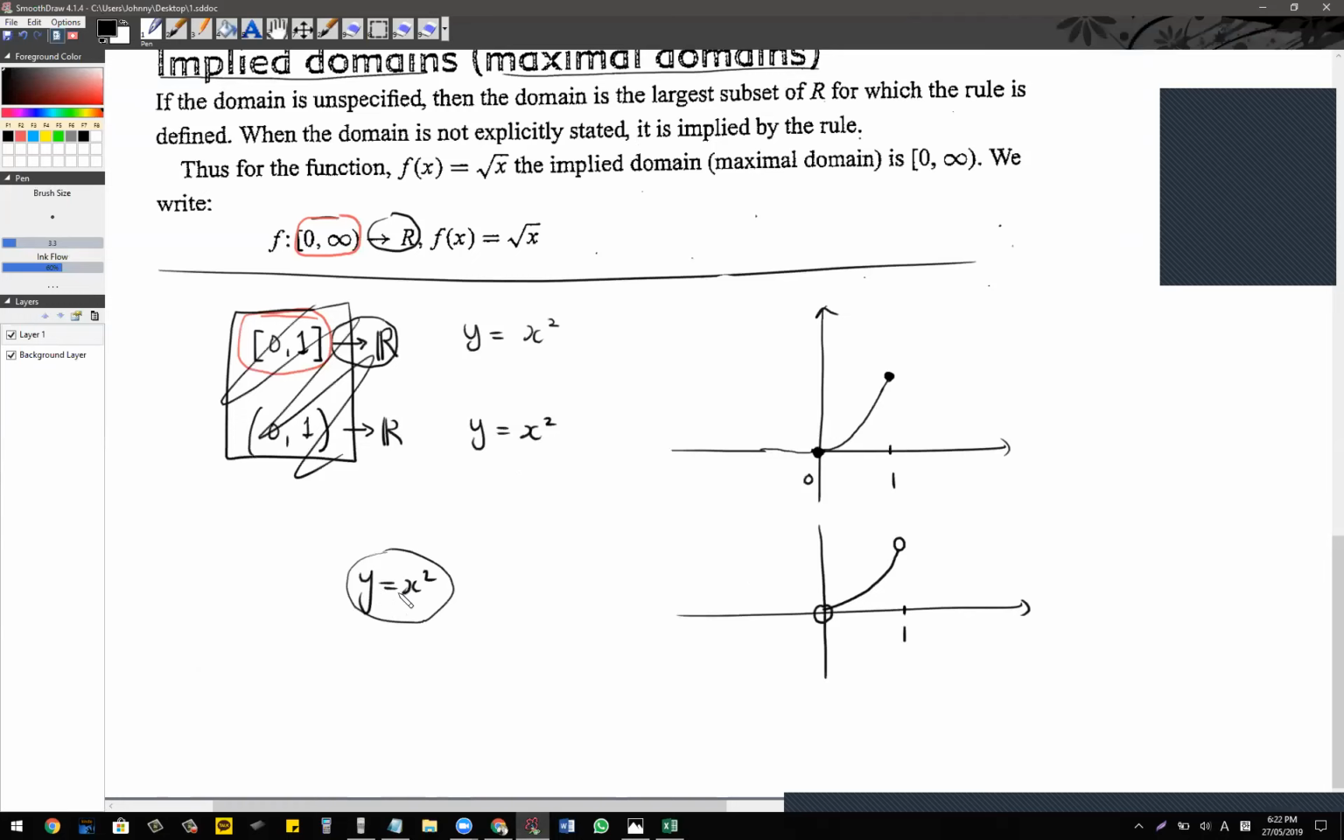Of course, y equals x squared. What's the largest possible domain for x here? x can be from negative infinity to infinity, right? So what we do is we take the domain to be from negative infinity to infinity, rather than having this restricted domain. We take the largest possible domain. All right?